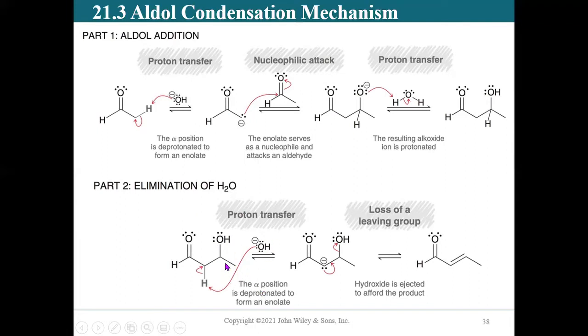So the first step on the basic condition is to deprotonate this alpha hydrogen, producing the enolate, and then the hydroxide is ejected to form the product. So that's step two.